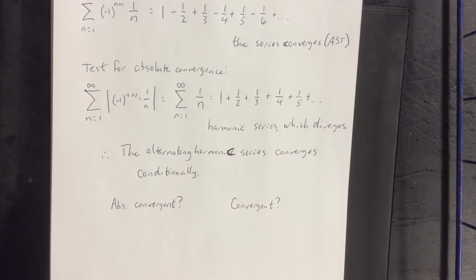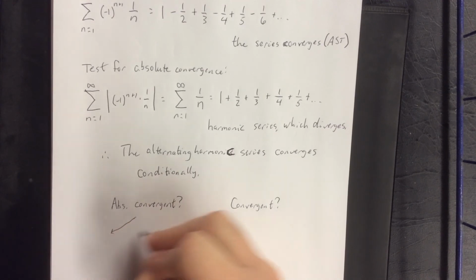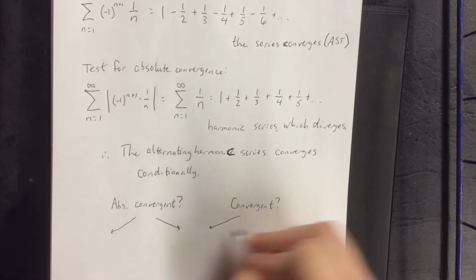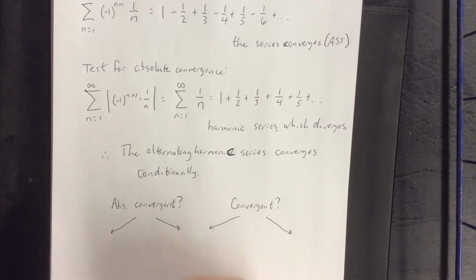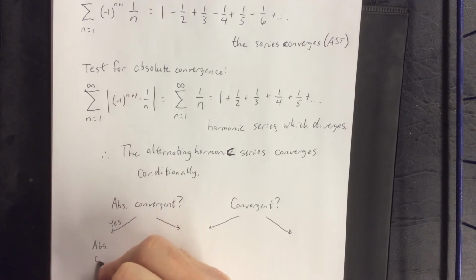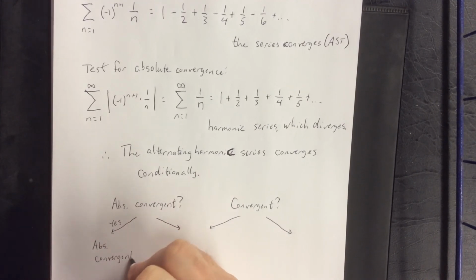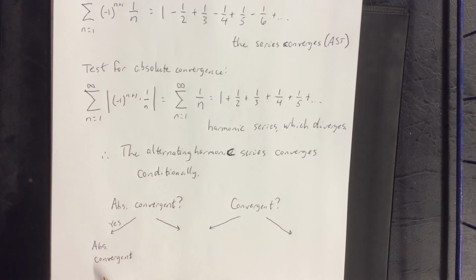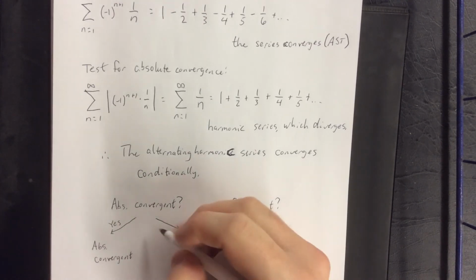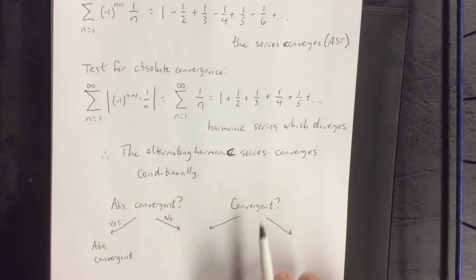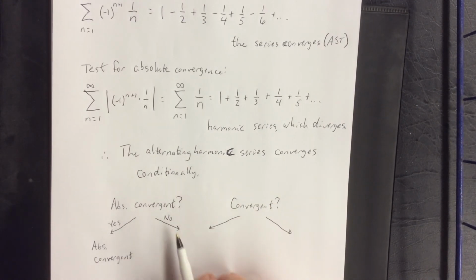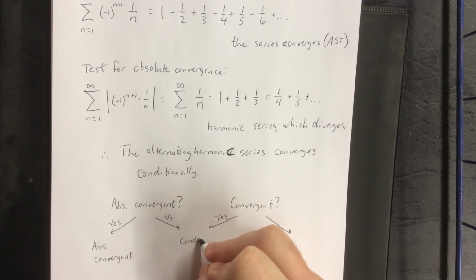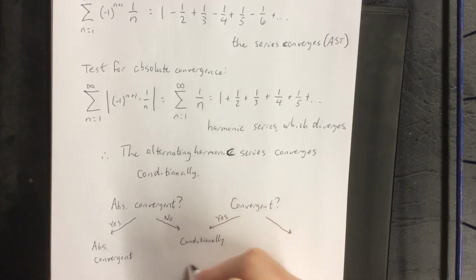So test it for absolute convergence, test it for convergence. There are 3 different qualifiers that we can now use. If you test for absolute convergence and you get a yes, then you can conclude that your series is absolutely convergent. If you test for absolute convergence and you get a no, you'll have to test for convergence. If absolute convergence is no, but convergence is yes, then you have an example like the alternating harmonic series. This would be conditionally convergent.